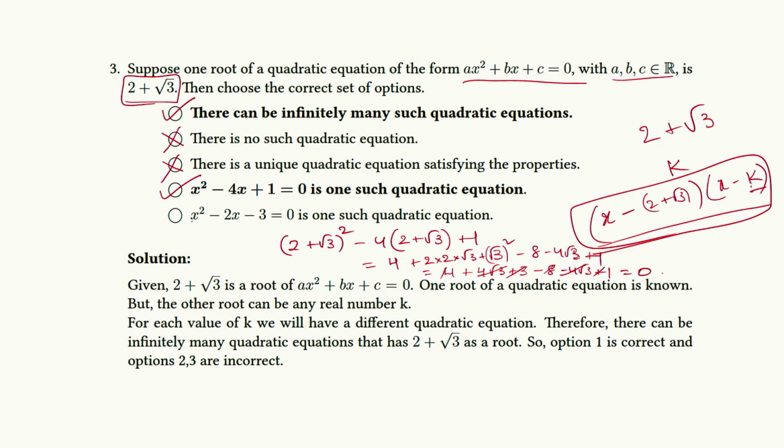Similarly, if we substitute 2 plus root 3 in this equation, we will not get the value as 0. So we can conclude that 2 plus root 3 is not a root of this equation, and this will be false.